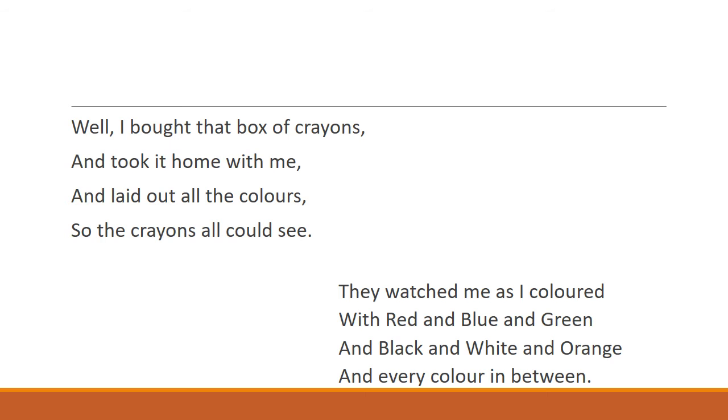So the poet took the box of crayons home, and he poured all the colors out so all the crayons can see. What did they see? They watched as he colored. The poet colored with the colors like red, blue, green, black, white, orange, and all the colors in between. Like he made a drawing using all these colors.